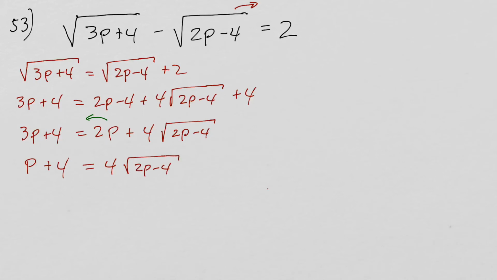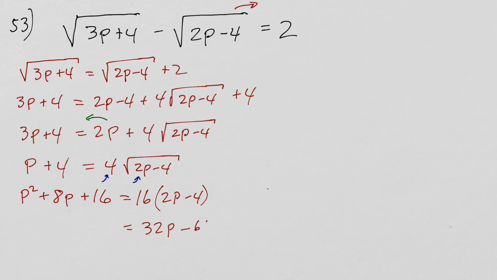Okay, when I square the left, I'm squaring the binomial. So I have the first item squared, twice the product of the two items, and the last item squared. When I square the right-hand side, I've got to square each part. So when I square the 4, I get 16. When I square the square root, I get rid of the square root. So this is going to become 32p minus 64.